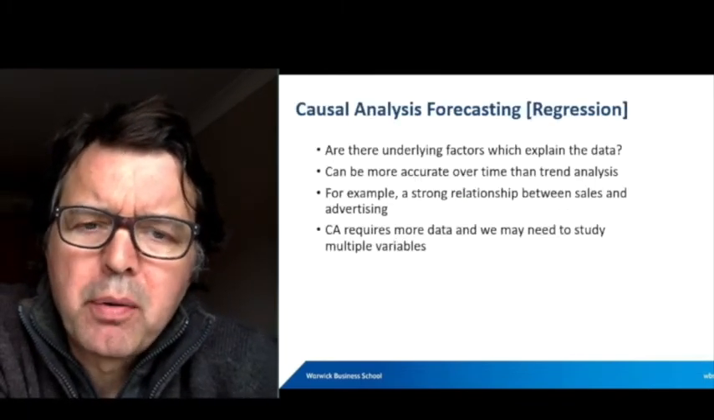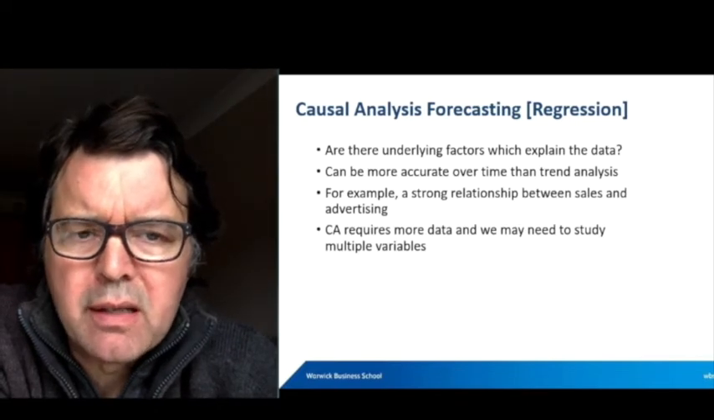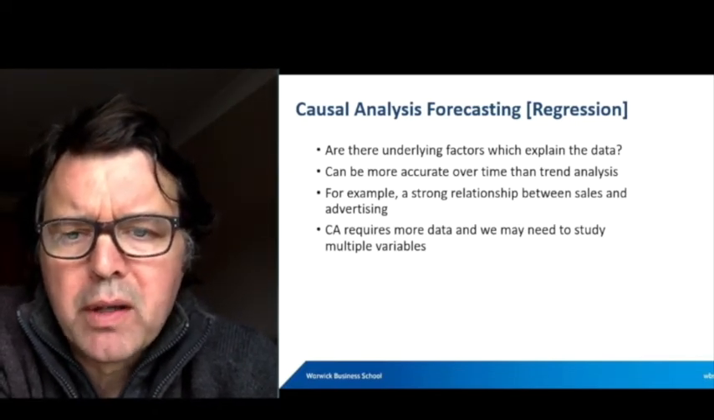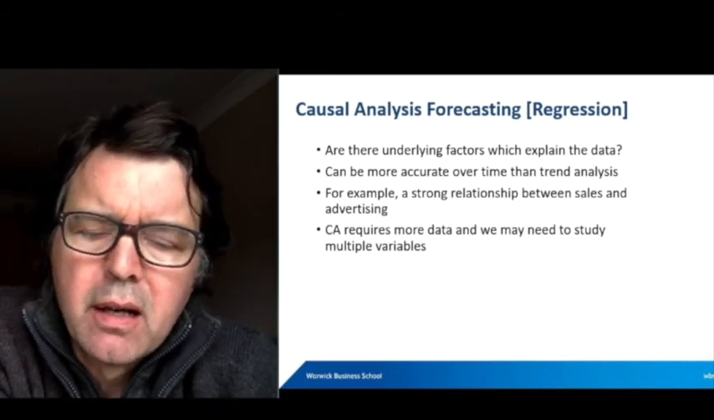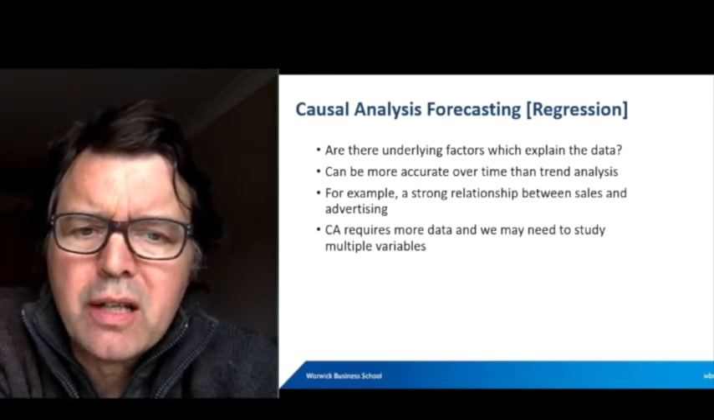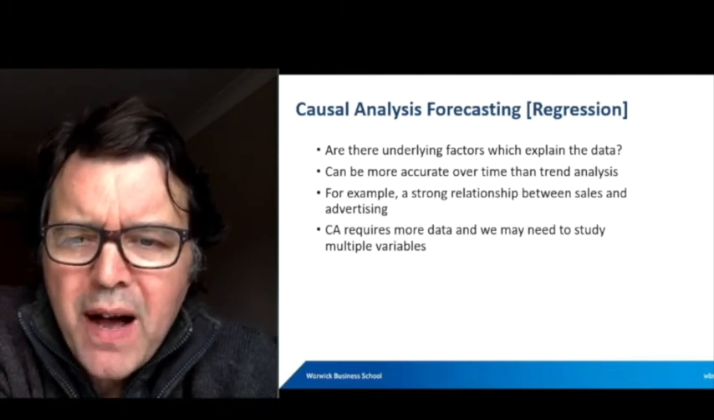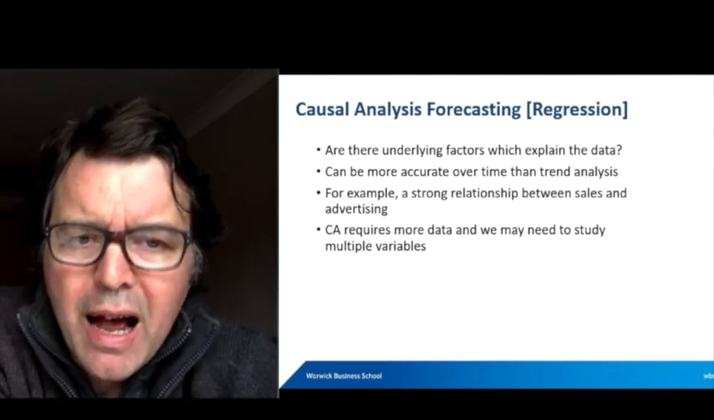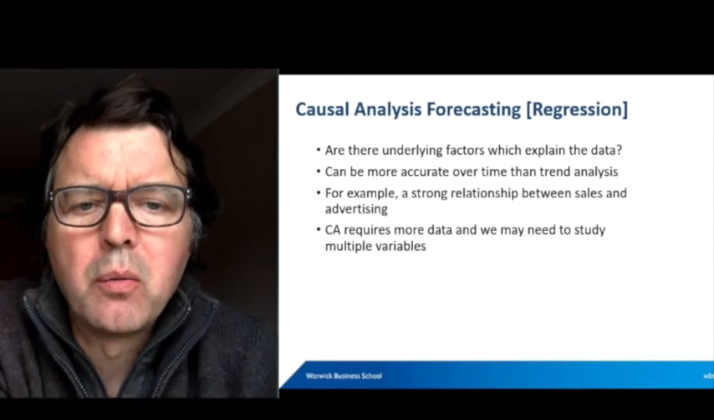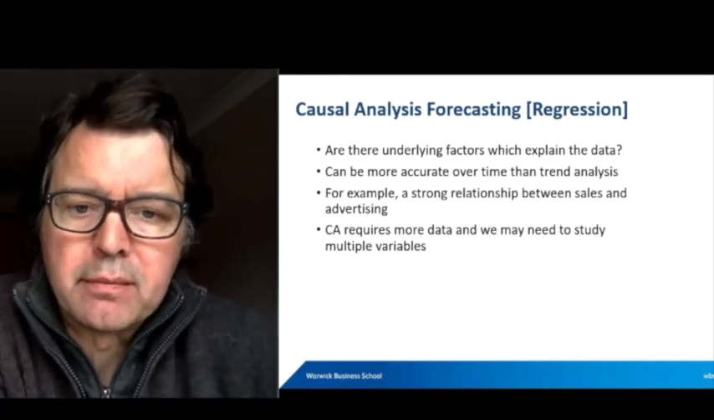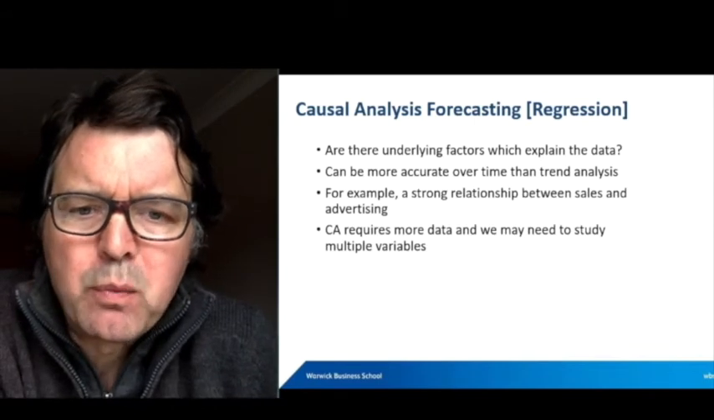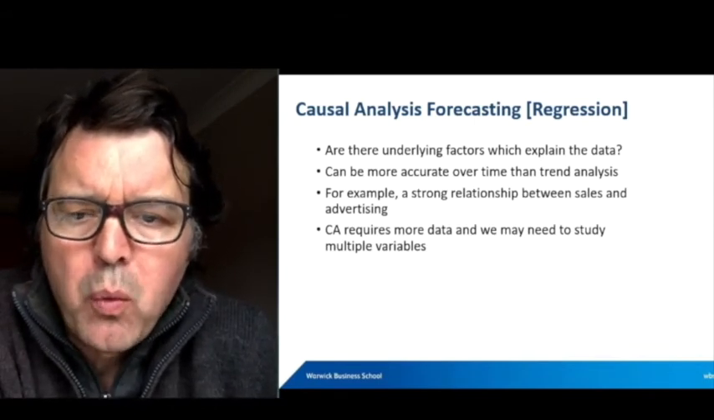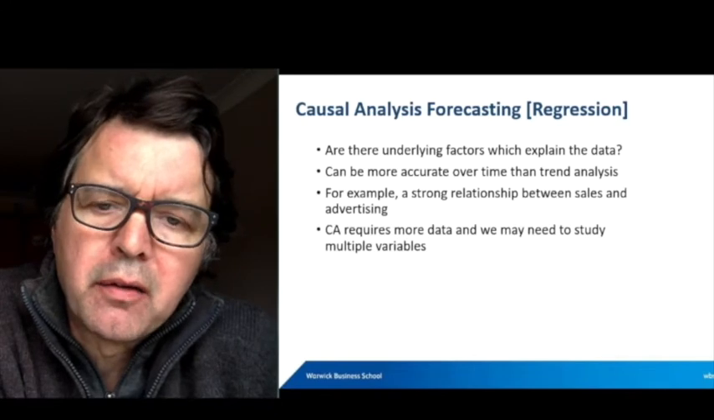So another approach to regression analysis, which is more reliable, is what's called causal analysis forecasting. That's when we actually look for underlying factors which have a causal link with the data that we're interested in. And if there is, then this will be a more accurate way of predicting the variable.